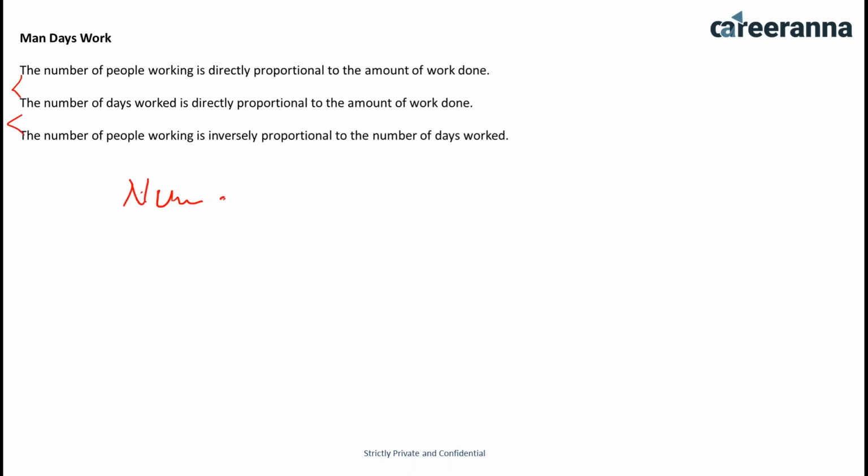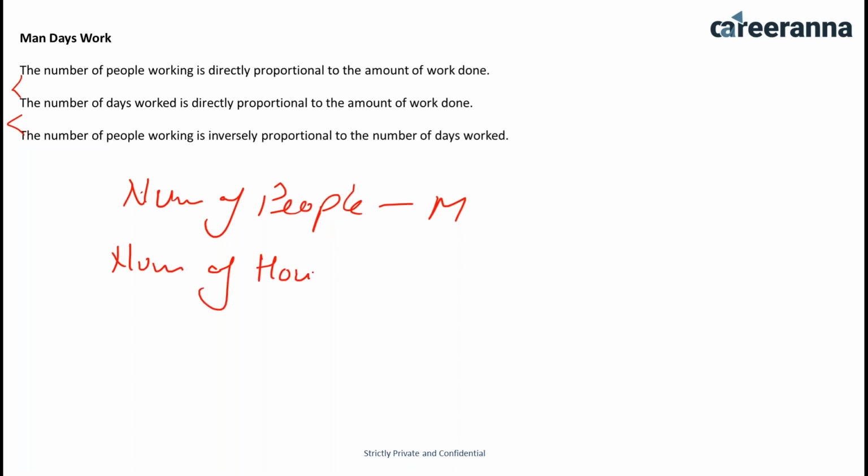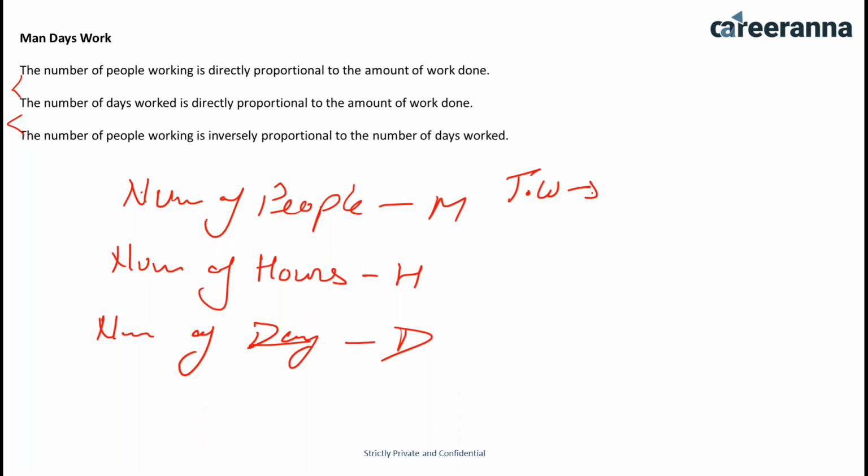if we take the number of people who are working as M, the number of hours as H, the number of days as D, and the total work as W. If you combine these three statements, you will end up with the number of people into the number of hours into the number of days divided by the work being the same. This is equal to the second case which is given already in the question.